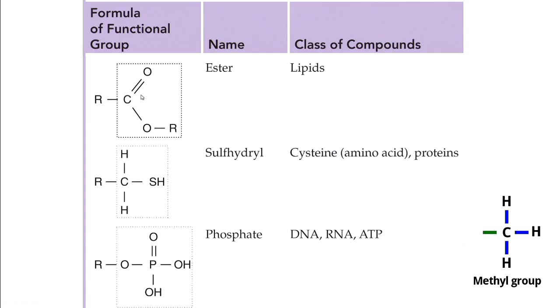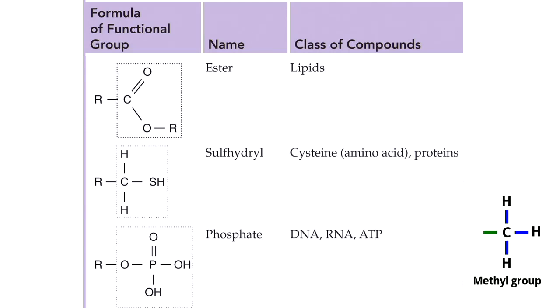Esters, this is a carbonyl attached to an oxygen and then another group. You're seeing this R. You're like, what the heck is this R? That just means it's a general side group that you're going to see, usually a carbon. It's just shorthand for generic. Those are in your lipids, and there are different types of lipids: a phospholipid, a triglyceride.